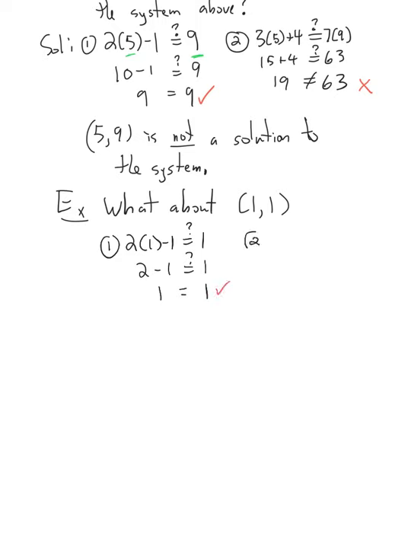And for the second one, well, 3 times 1 plus 4. Does that equal 7 times 1? And you can see what's going to happen here. 3 plus 4. Does that equal 7? Of course it does. 7 equals 7. So (1, 1) is indeed a solution.